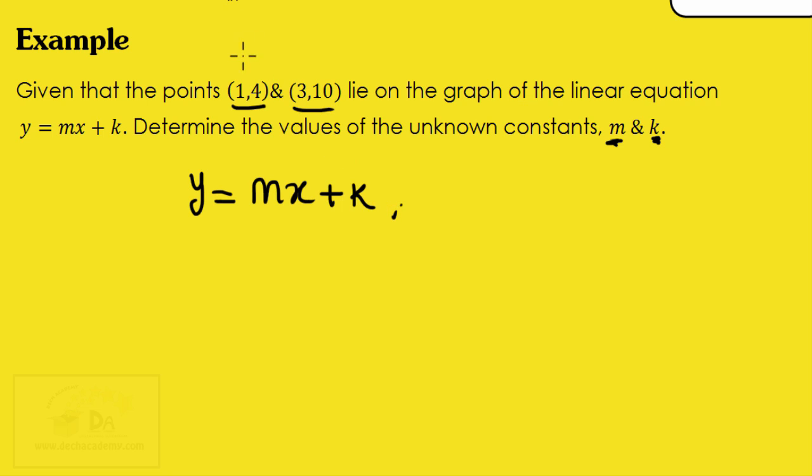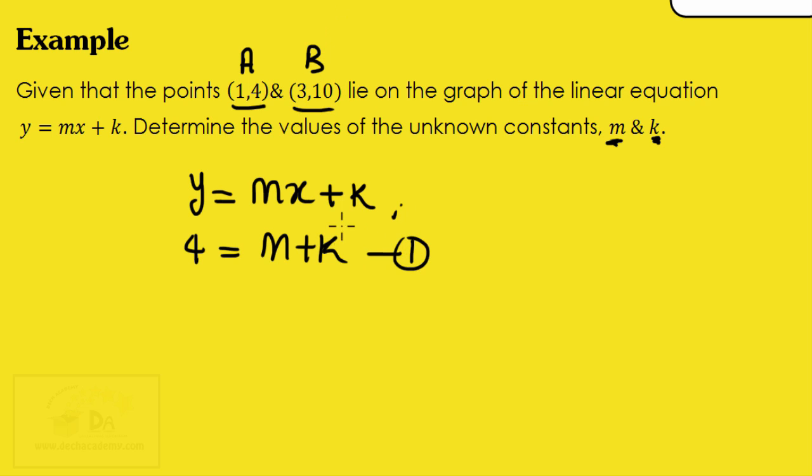Now we're told that this point, let's call it A, lies on that line. We're also told that this point here also lies on the line. So let's start with the first point. Because point A lies on this line, it means that when I replace x with its x coordinate and y with its y coordinate, the equation must be satisfied. I'm going to replace y with the y coordinate to get 4. I'm going to replace x with the x coordinate, which is 1. So m times 1 is m. So this is what I have. I'm going to call this equation 1.